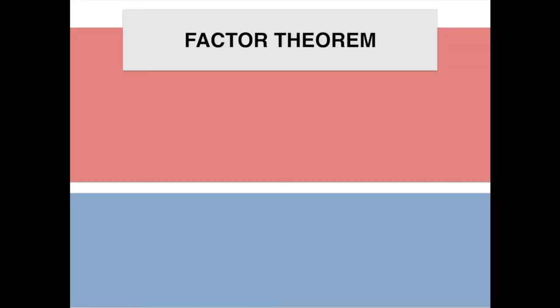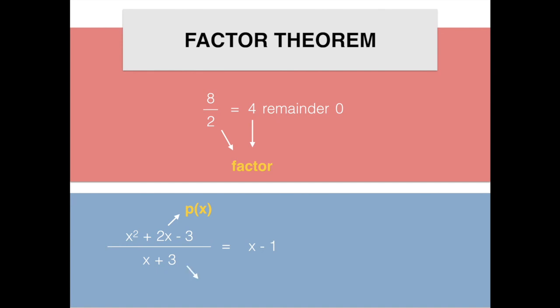Now let's move on to the factor theorem. 8, if you divide it by 2, you would have 4 with the remainder of 0. Now 4 and 2 would be the factors. x to the power of 2 plus 2x minus 3, if you divide it by x plus 3, you would have x minus 1. Now x to the power of 2 plus 2x minus 3 would be P(x). x plus 3 and x minus 1 would be the factors. Now P(-3) would be 0. The same goes for P(1).